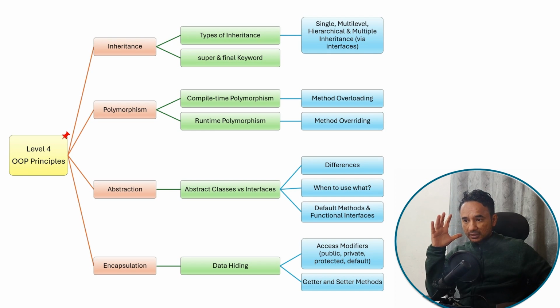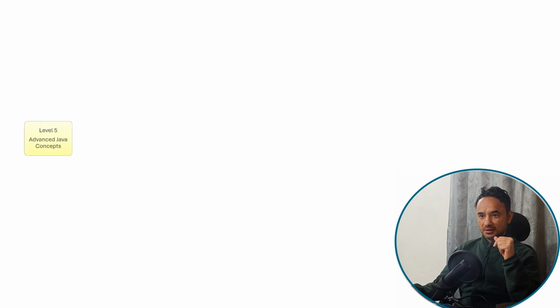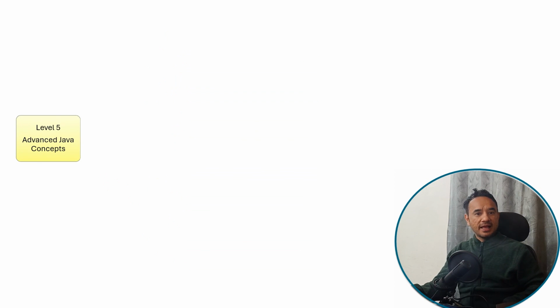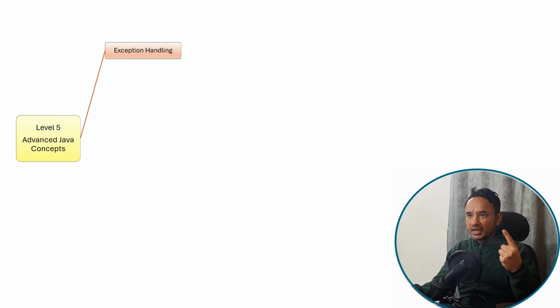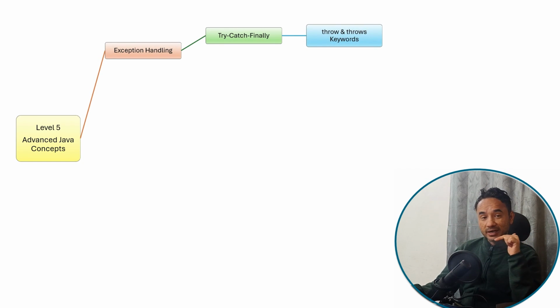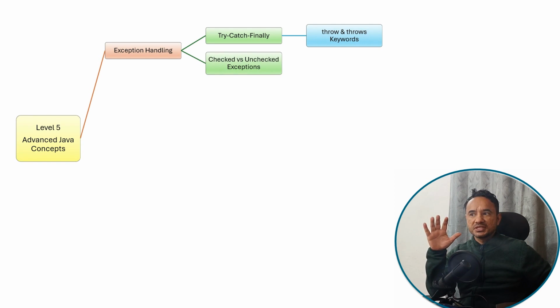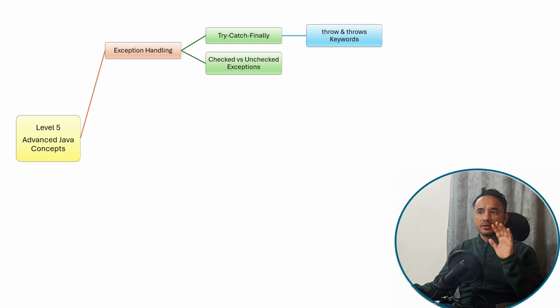Okay, next let's move to level 5, which is about advanced Java concepts. Here is level 5, and here the first topic we have is exception handling. Here, first master the basic try catch finally structure. Okay, next understand the throw and throws keyword, how we do it inside the catch block. Okay, then understand the difference between checked and unchecked exceptions in Java. This is about exception handling.